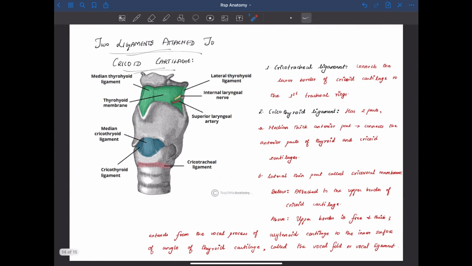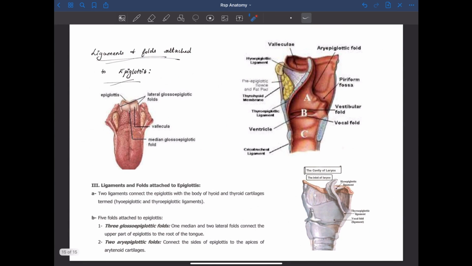Now this is the same cricothyroid ligament, and this is the cricotracheal ligament, okay. Now next we have the ligaments and folds attached to the epiglottis. First we saw the thyrohyoid membrane, which is attached to the thyroid cartilage. Then we saw the ligaments attached to the cricoid cartilage. 2 ligaments were attached. Now we are seeing the ligaments attached to the epiglottis, okay.